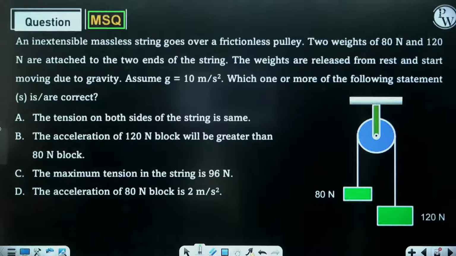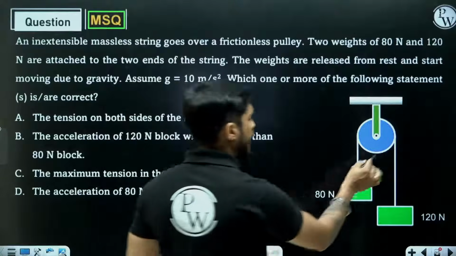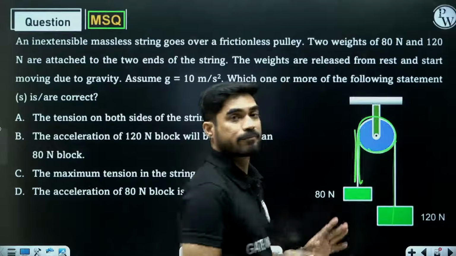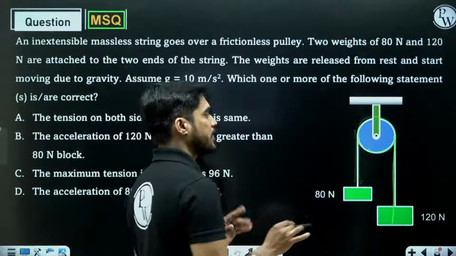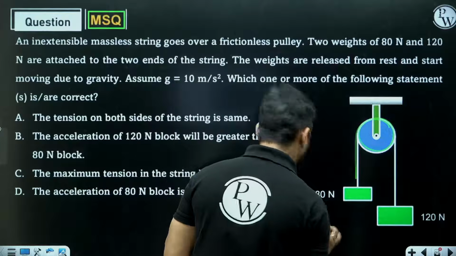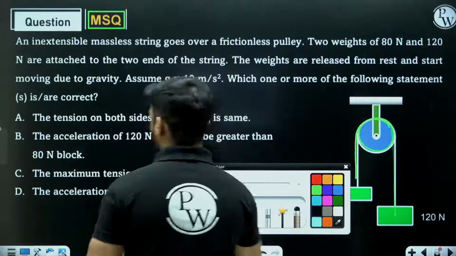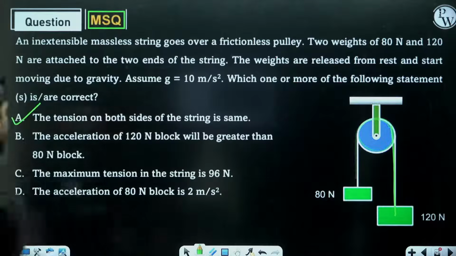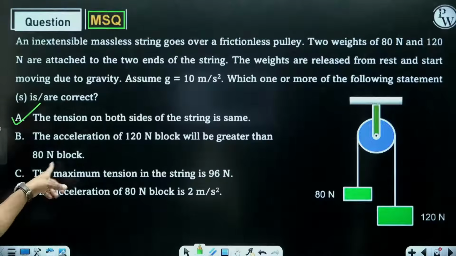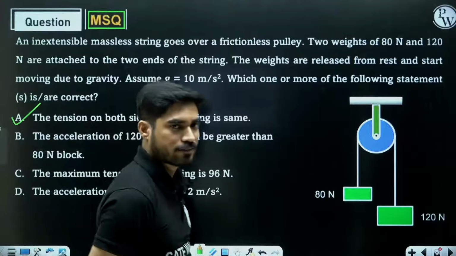Understand. If there is no friction between the pulley and the rope, then tension on both sides will be the same. So this option is correct. Acceleration of the 120 Newton block will be greater than the 80 Newton block. Is this correct? Understand.